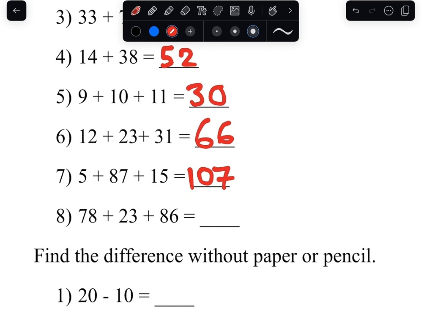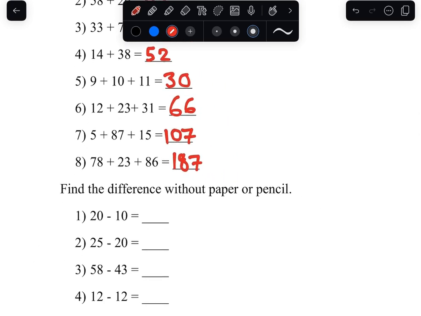Number 8. 78 plus 23 plus 86. Add the ones places. 8 plus 3 plus 6 is 17. You carry the 1. 7 plus 1 plus 2 plus 8 is 18. Carry the 1 and put it in the front. So the answer is 187.